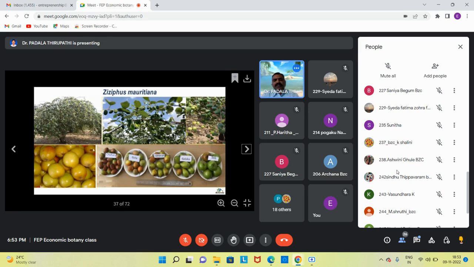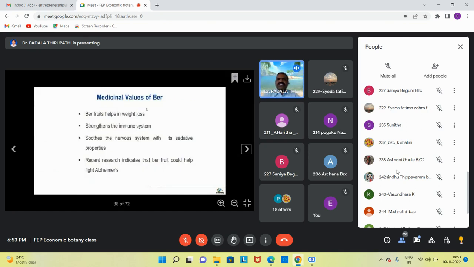So these are the different Ziziphus species. And what are the medicinal values of the Ziziphus species or bear species? So these bear fruits help in weight loss.